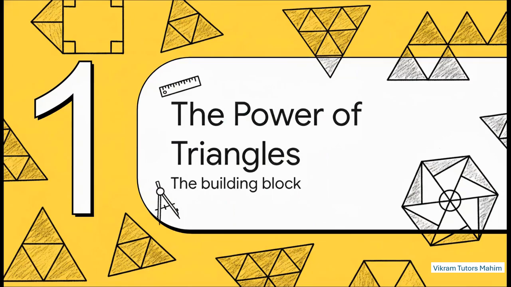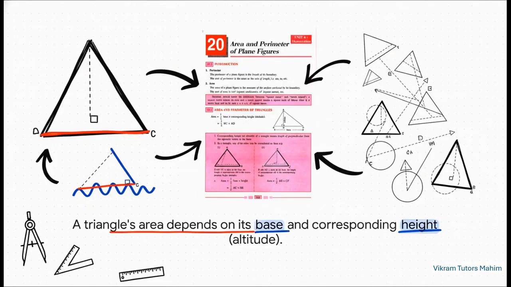Well, we start with the unsung hero of geometry, the triangle. Now, you might be wondering, why the triangle? Because pretty much every other shape with straight sides can be built from them. Seriously, it is the ultimate geometric building block. Now, to figure out a triangle's area, you only need two little things. Its base, which can be any of its three sides, and its height.